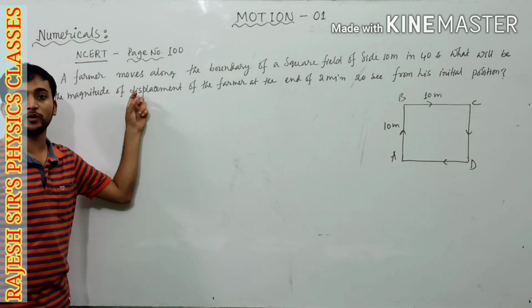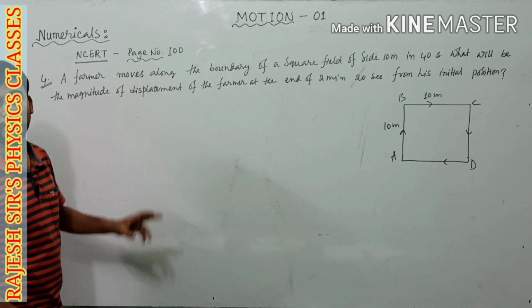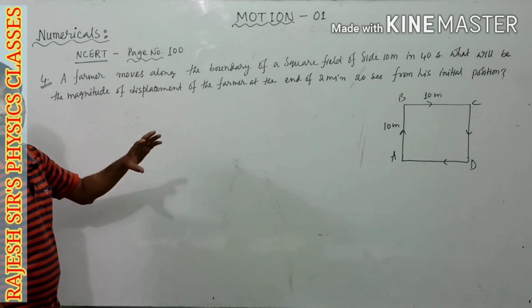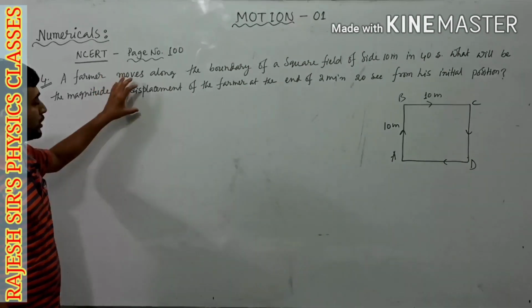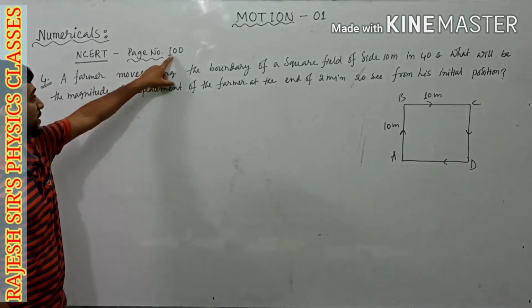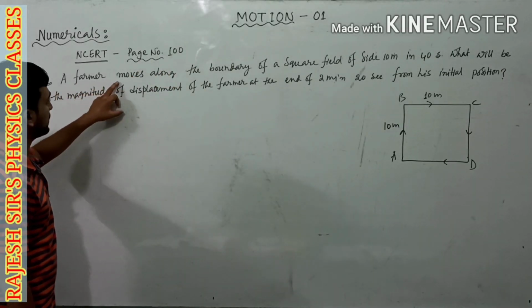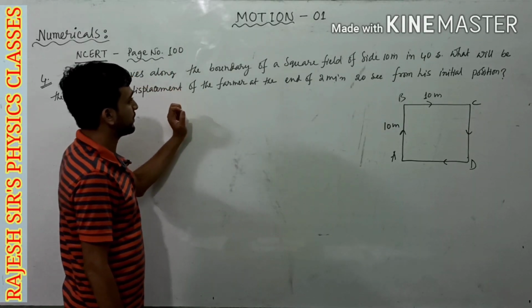This question has been taken from your NCERT book. If you go to page number 100 of your NCERT book, you will get this question as the in-text question. This is question number 2 of page number 100. Now in this question, what is given?